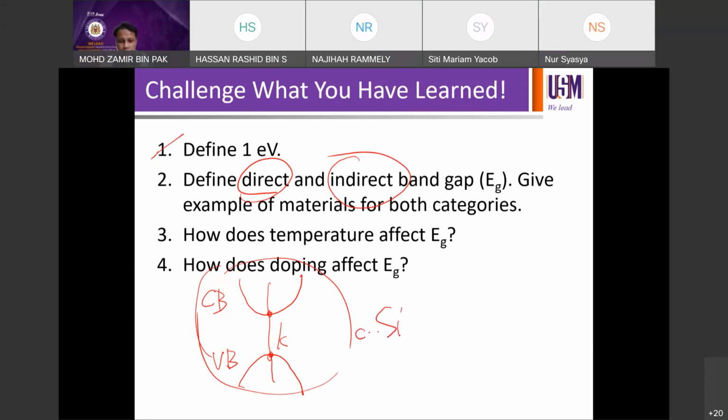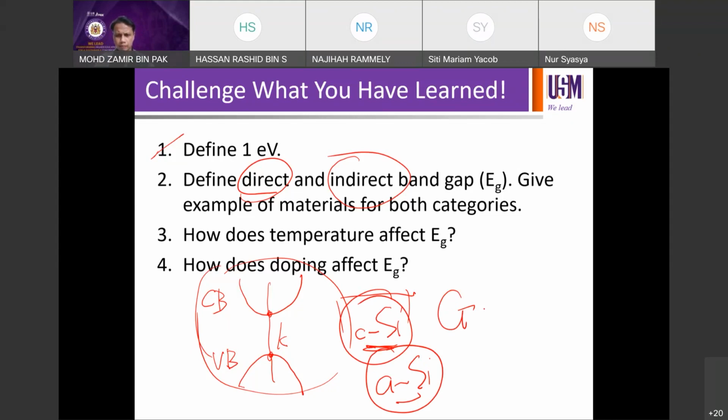Crystalline silicon, you can just write like this, c-Si, this is the convention we use for crystalline silicon, and this is another convention we use for amorphous silicon, a-Si, okay? So you can write either one. Typically you can write in full, crystalline silicon or amorphous silicon. So if you talk about indirect band gap, you can say it's either crystalline silicon or germanium, right? So done. The third one, how does temperature affect EG?